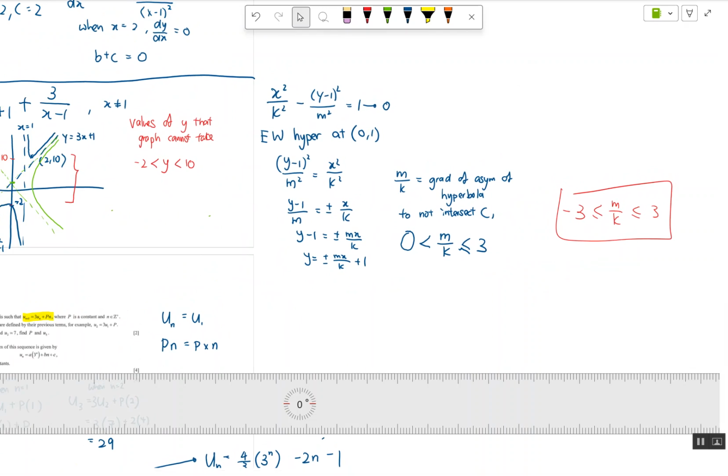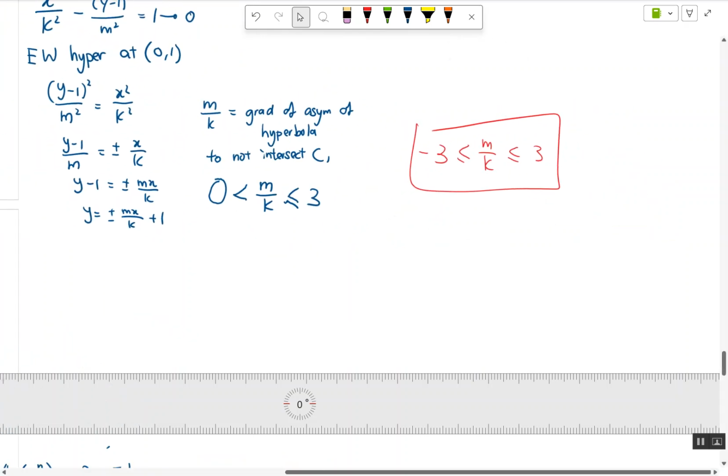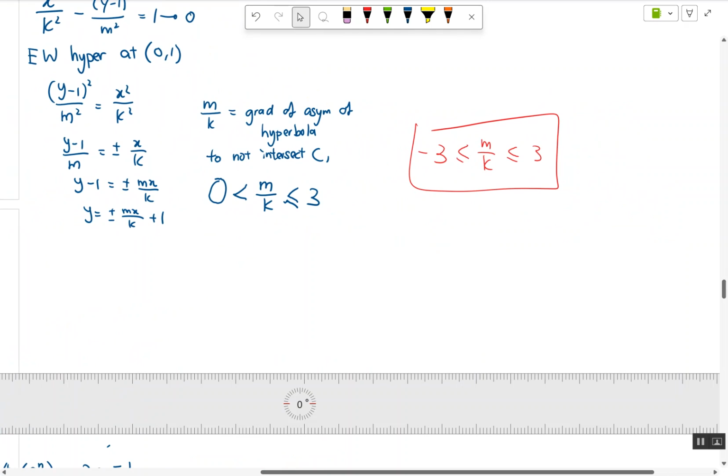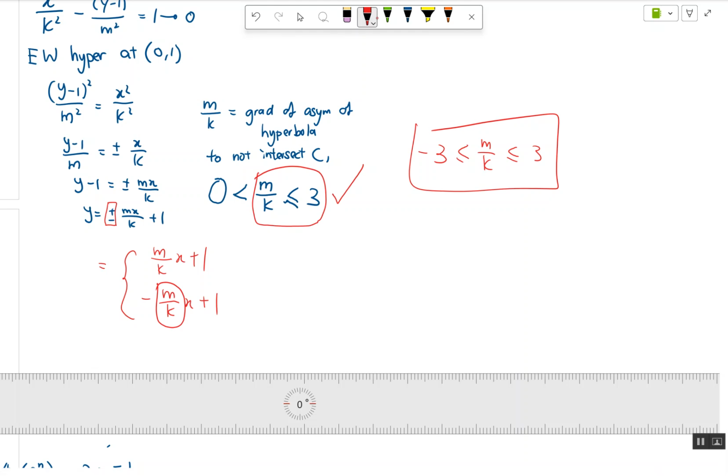Next, can you see there's a plus minus here? Yeah. So the plus minus already encompasses the negative part. That's why only this part is the answer. That means if your m over k could be anything from 0 to 3, because the asymptote is m over k x plus 1, it could also be negative m over k x plus 1. Understand? If the m over k is 3, then the negative 3 is already taking care of the other part. So we only need to say that it's from 0 to 3.